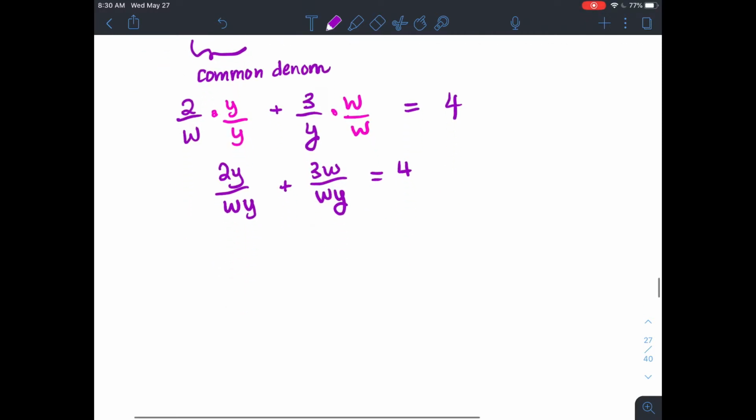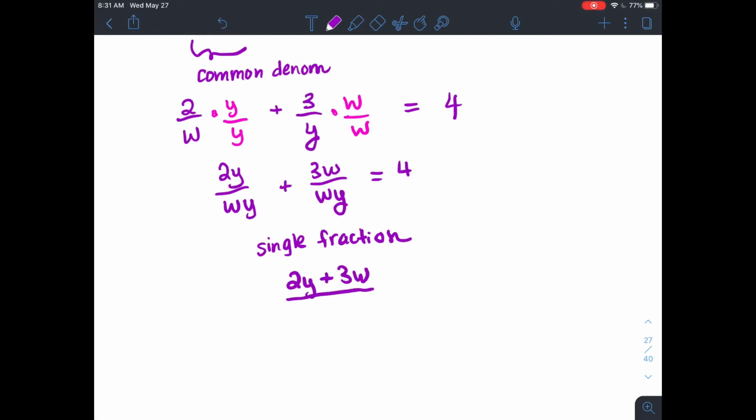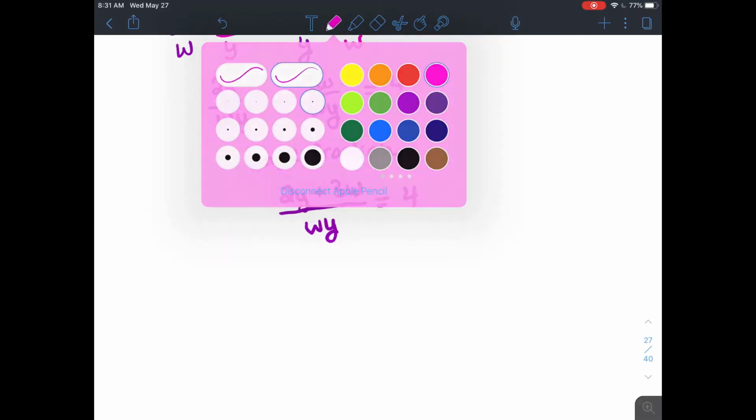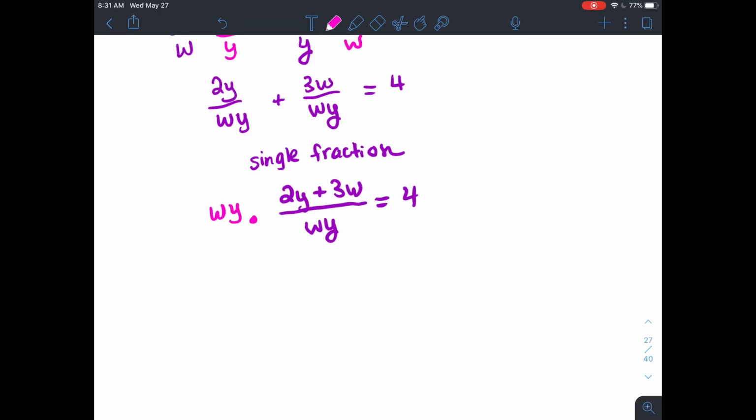So now that they actually have a common denominator, let's go ahead and add them together and write them as a single fraction. Your terms aren't actually like terms on top, so if you add them, it just looks like 2y plus 3w all over wy. Now let's get rid of the fact that that's a fraction there. So I'm dividing by wy. Let's undo that by multiplying both sides by wy. So wy divided by wy just gives me 1. So on the left-hand side, you just get 2y plus 3w equals your 4 times wy.